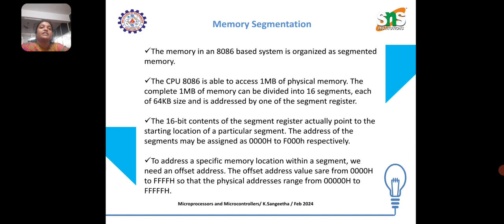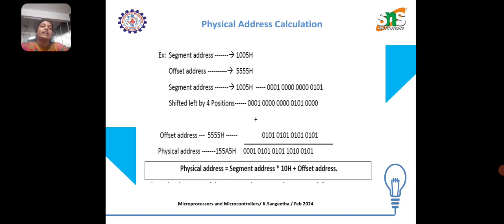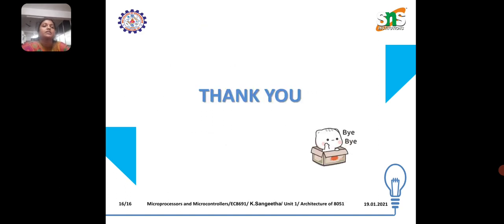Already we discussed memory segmentation. The memory is divided into 4 segments, and this is the physical address calculation. The physical address is calculated with the segment value plus the offset value, where the segment value is multiplied by 10 (hexadecimal). The physical address is segment address times 10 plus offset address.